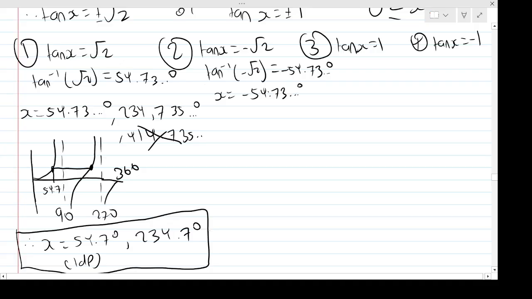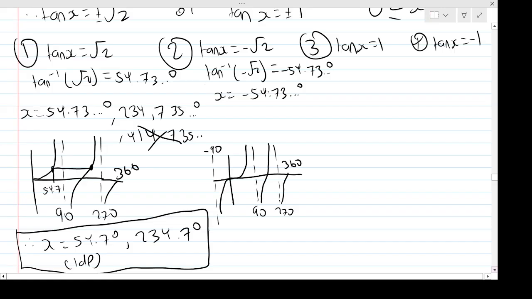So then to get the next solution, let's consider the tan graph. Oh, it's a bit slanted, isn't it? Let's try and draw that again. So 90 will be there, 270, then 360 there. Well, minus 54, we'd have to go back a bit, wouldn't we? So minus 90 would be there, the asymptote there. So minus 54 would be about there. Minus 54 there. So that's the first point.